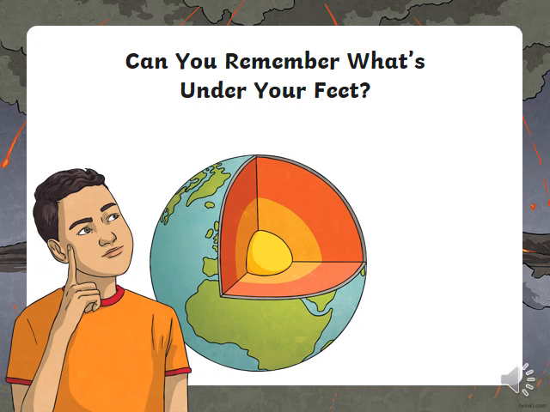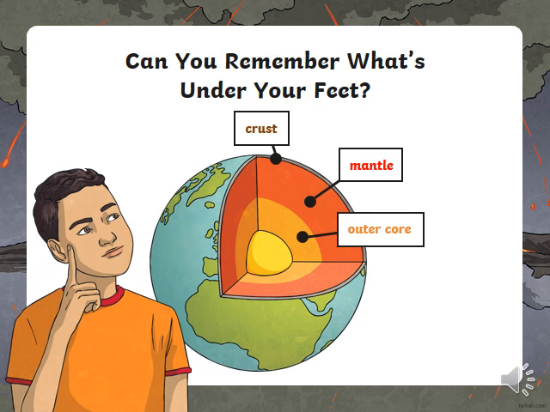First of all, before we begin the rest of the lesson, I want you to remember what is under your feet. I want you to pause the video here and see if you can write down all of the different parts of our Earth. Okay, let's see if we remembered all the different parts. We've got the crust on the outside, which is where we stand. We have the mantle that's underneath that, the outer core and the inner core.